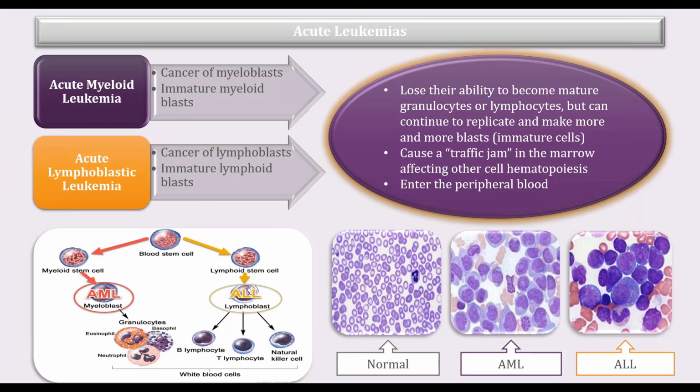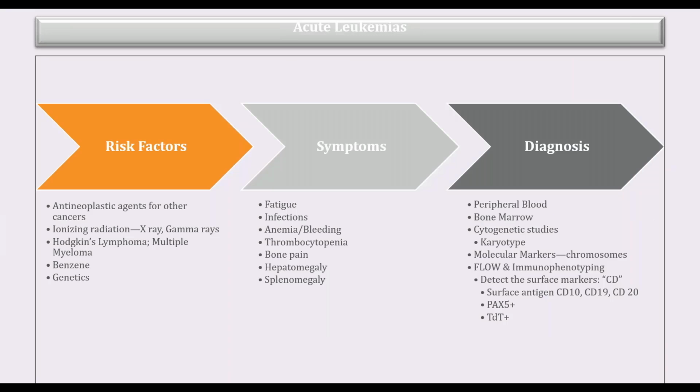And in both diseases, the blasts lose their ability to become mature granulocytes or lymphocytes, but can continue to replicate and make more and more blasts or immature cells. They kind of cause a traffic jam in the marrow, affecting other cell hematopoiesis, and then they enter into the peripheral blood as immature cells. Risk factors can include previous anti-neoplastic agents for other cancers, ionizing radiation, benzenes, genetics. Some signs and symptoms can include fatigue, infections, bleeding, bone pain.